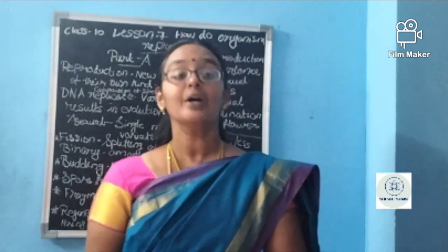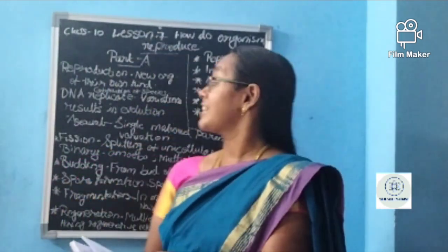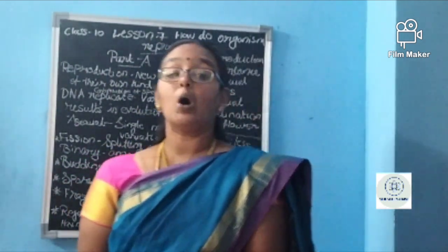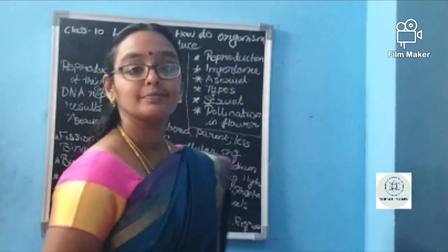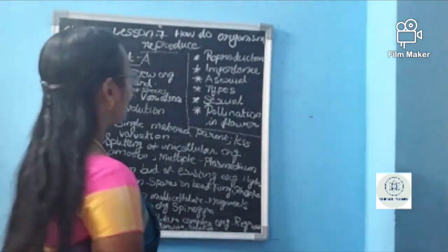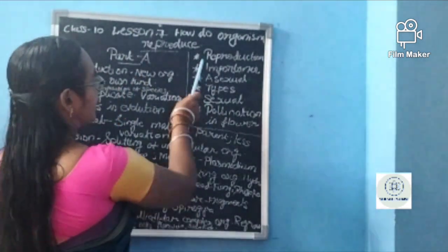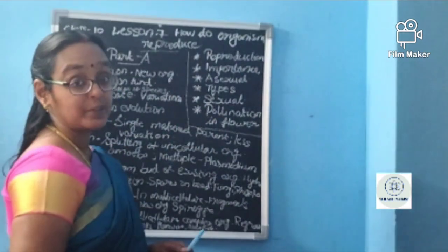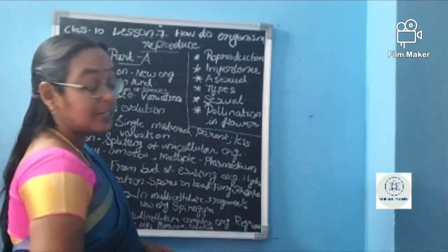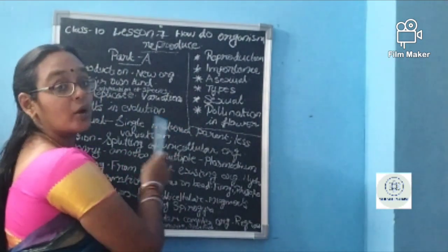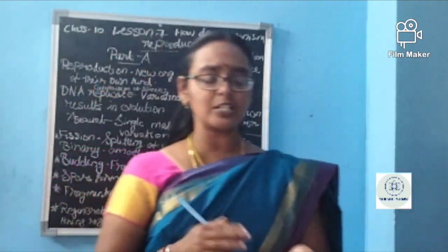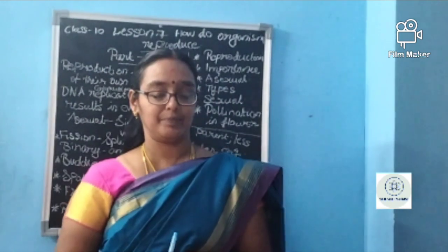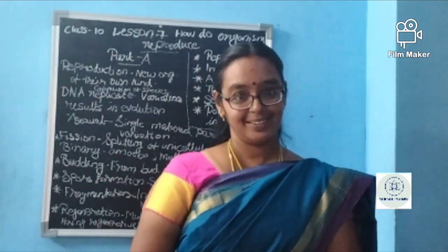Now we are moving to lesson 7: How do organisms reproduce? It's a little big lesson, so I have parted it into 2: part A and part B. In part A, we are discussing reproduction, importance of reproduction, asexual reproduction, types of asexual reproduction, then sexual reproduction, then pollination in flowers. The rest of the lesson will be seen in part B. Shall we start the class?